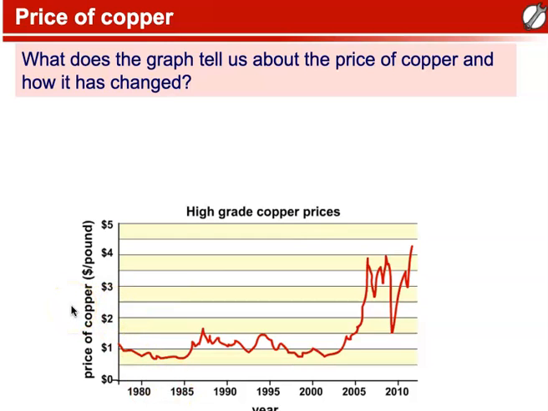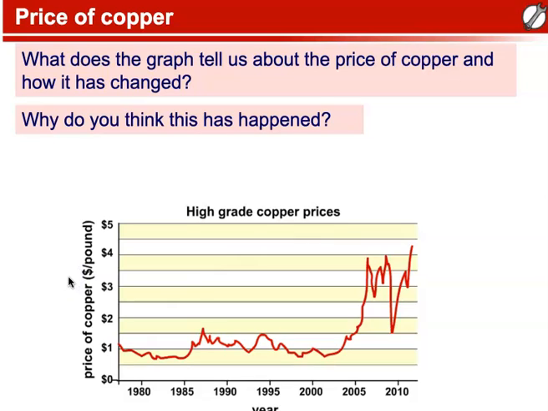Price of copper. What does the graph tell us about the price of copper and how it has changed? Notice the trend in the data. There have been substantial increases in copper prices since about 2005. Why do you think this may have happened? Could it be that mining copper is a little more difficult than it used to be? Or our ores are less percentages of copper?